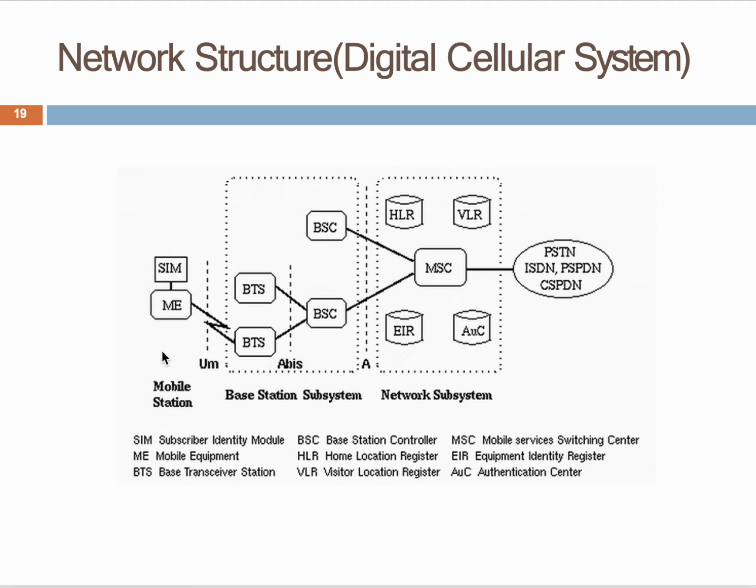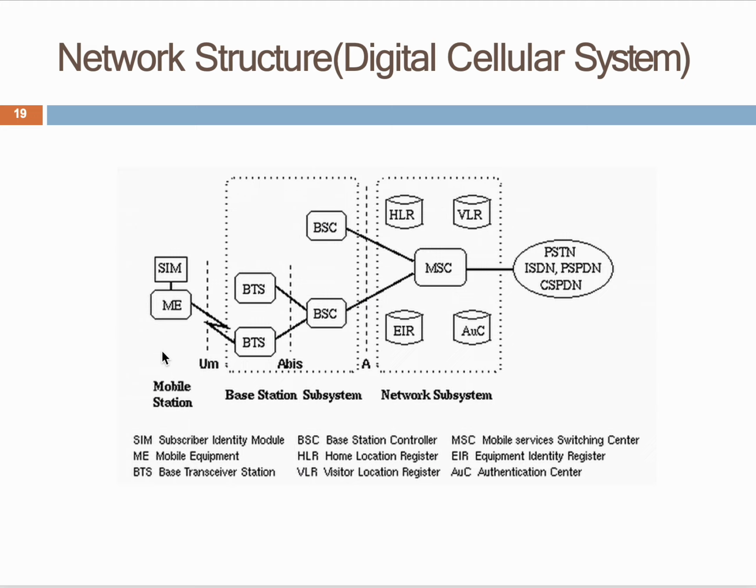Now we have two types of registers. One is the home location register, which identifies where the calling subscriber should actually be present according to his address, or mostly to which base station he is connected. That station can be identified by the home location register. Or a person may be moving to a different location. That address is identified by the visitor location register.